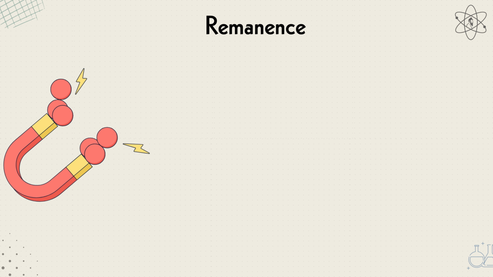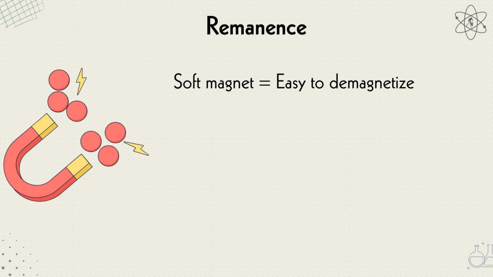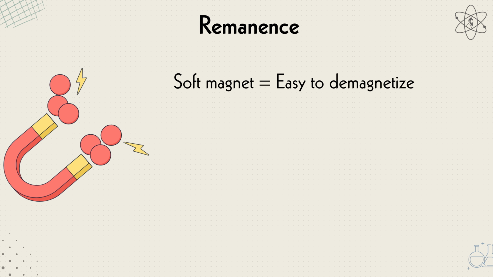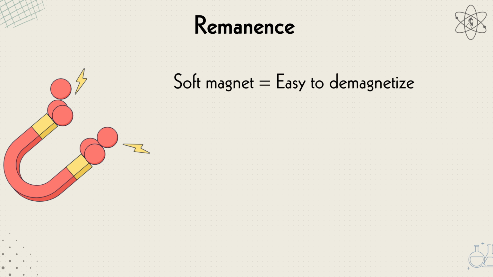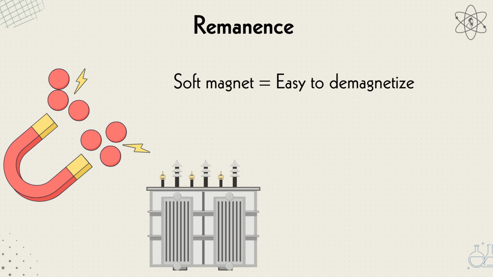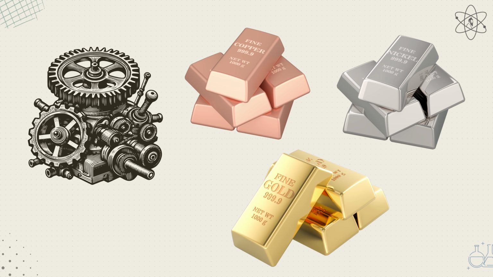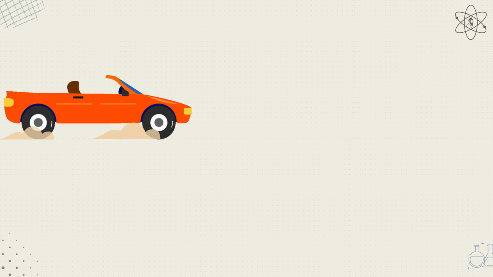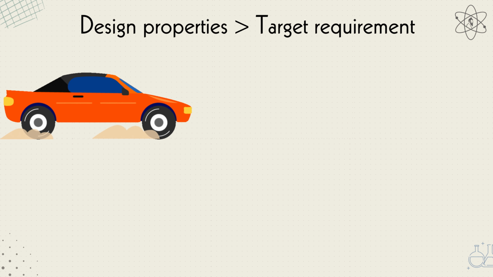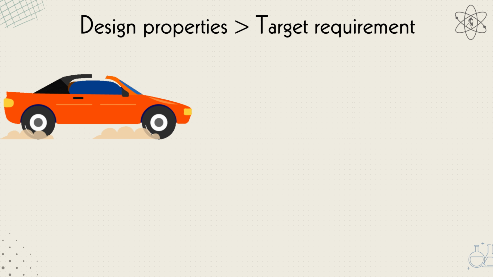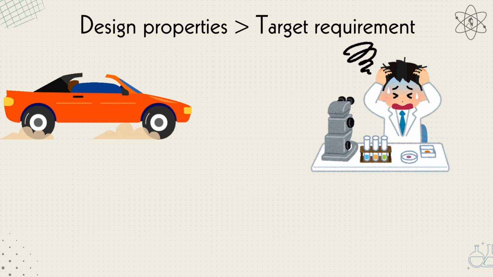On the other hand, soft magnetic materials are easy to magnetize and just as easy to demagnetize. These are used in applications like transformer cores and deflection coils of old tubes. A component's performance is directly limited by the properties of the material it's made from. To meet a specific performance goal, certain design limiting properties must reach minimum target values. If a material falls short of this, it simply isn't suitable.